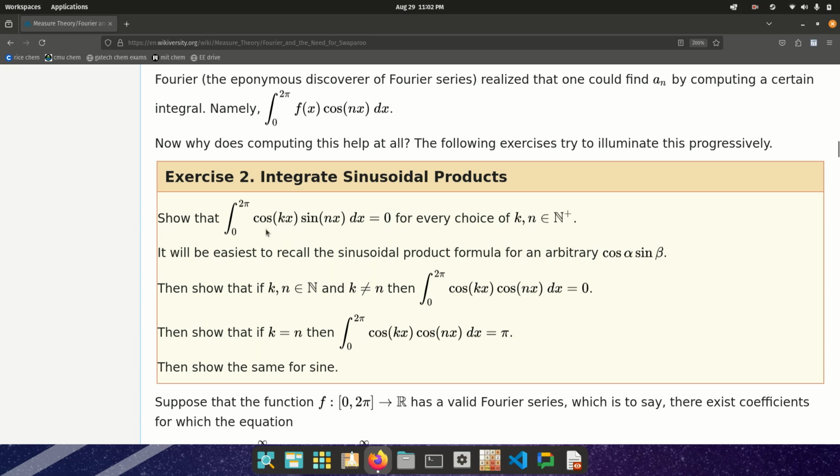Now, likewise, if you choose k and n to be positive natural numbers, and we assume that they are not equal, then integrating cosine kx cosine nx, again you get 0. And if they are equal, if k and n are equal, then when you integrate cosine kx cosine nx, you get pi. And then you can show similar facts for the sine functions.